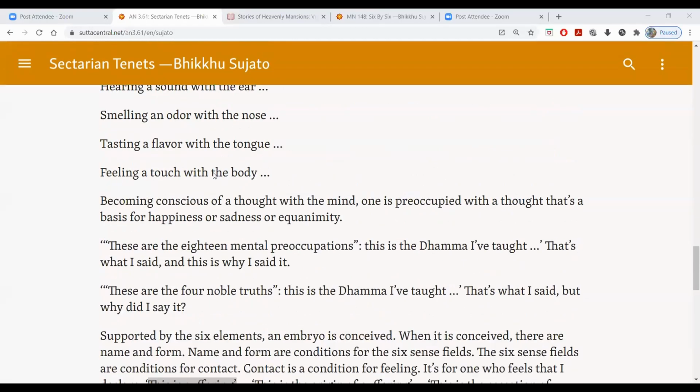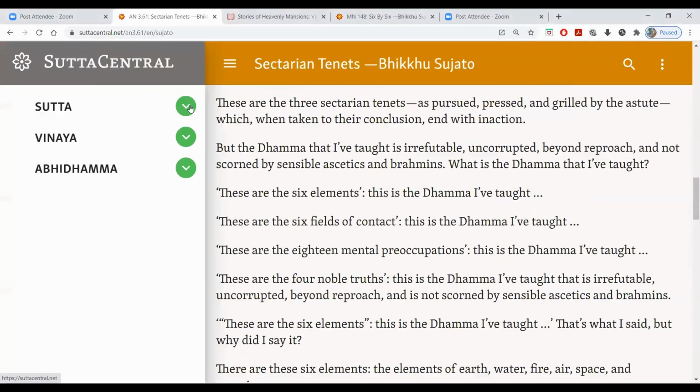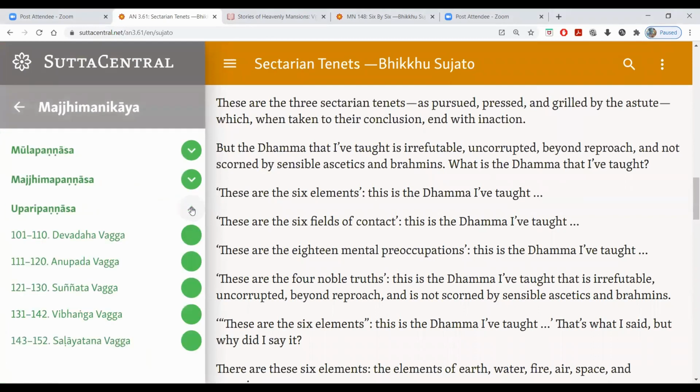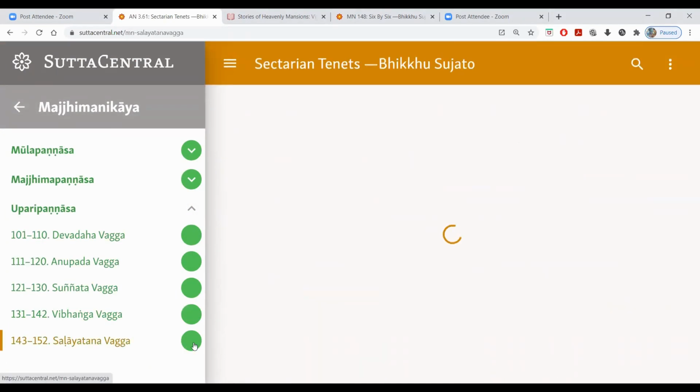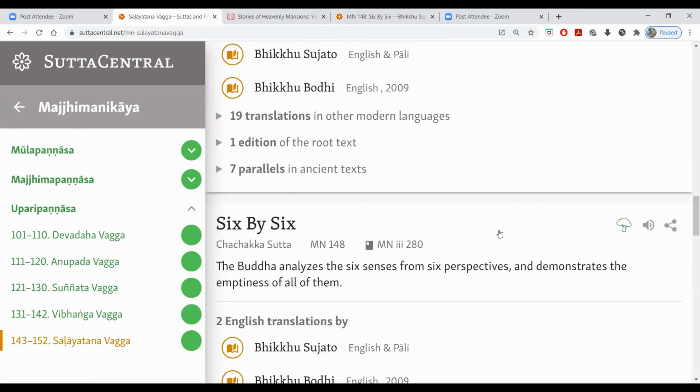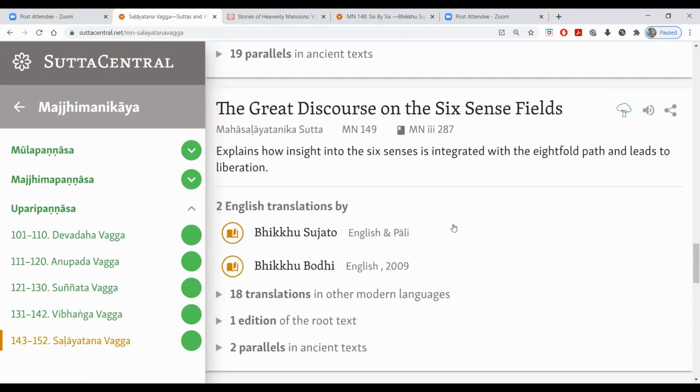I'll show you that in a sutta. So you'll be very happy to see that in the Buddha's direct words. If you are lucky, I will find it. If you are not lucky, I won't find it. So let's see. We go to Sutta, to the Middle Length Discourses, Majjhima Nikaya, Uparipaṇṇāsaka, Saḷāyatana Vagga. Let's check this one, Mahāsaḷāyatanika Sutta.